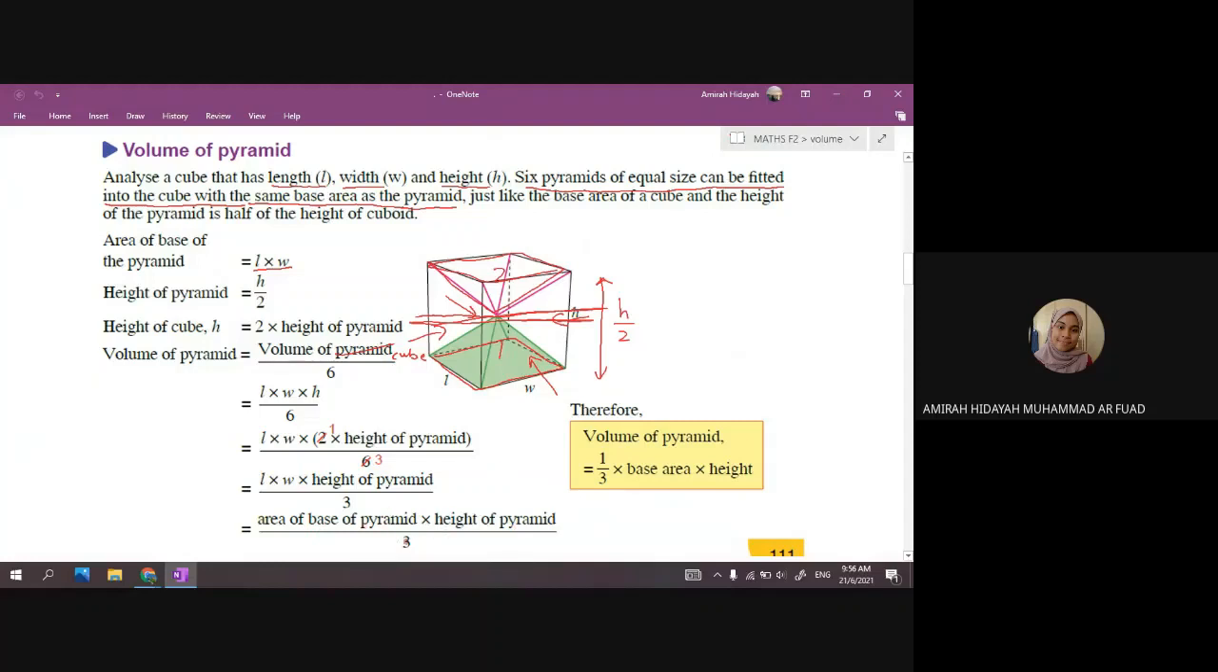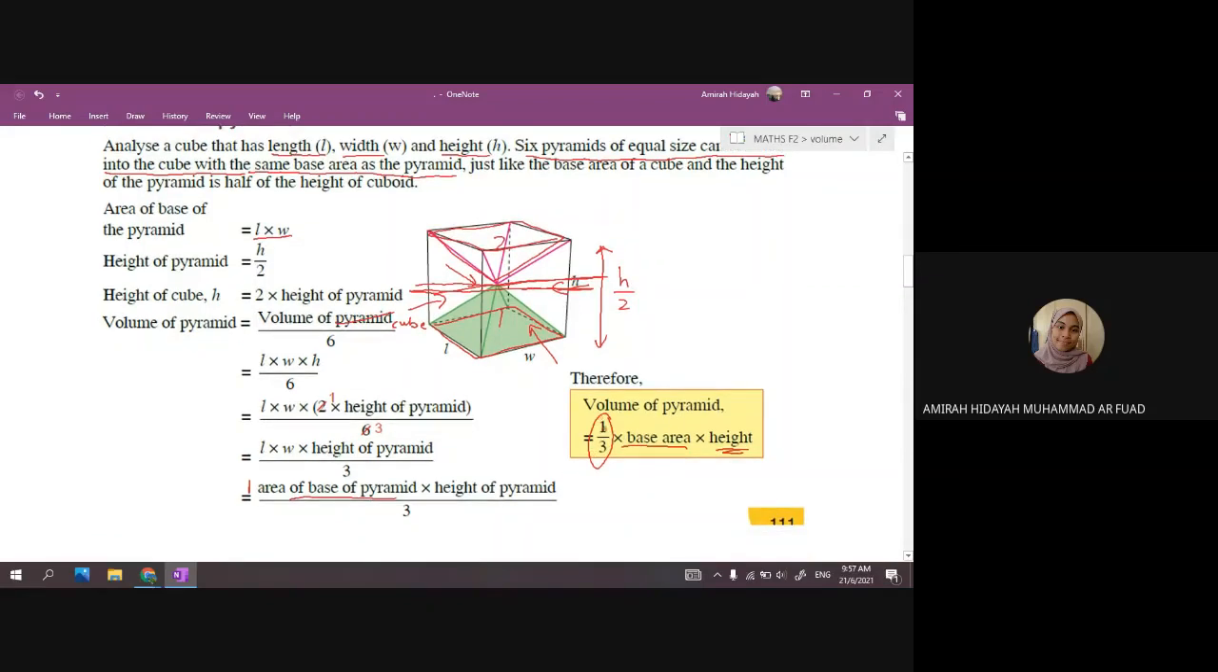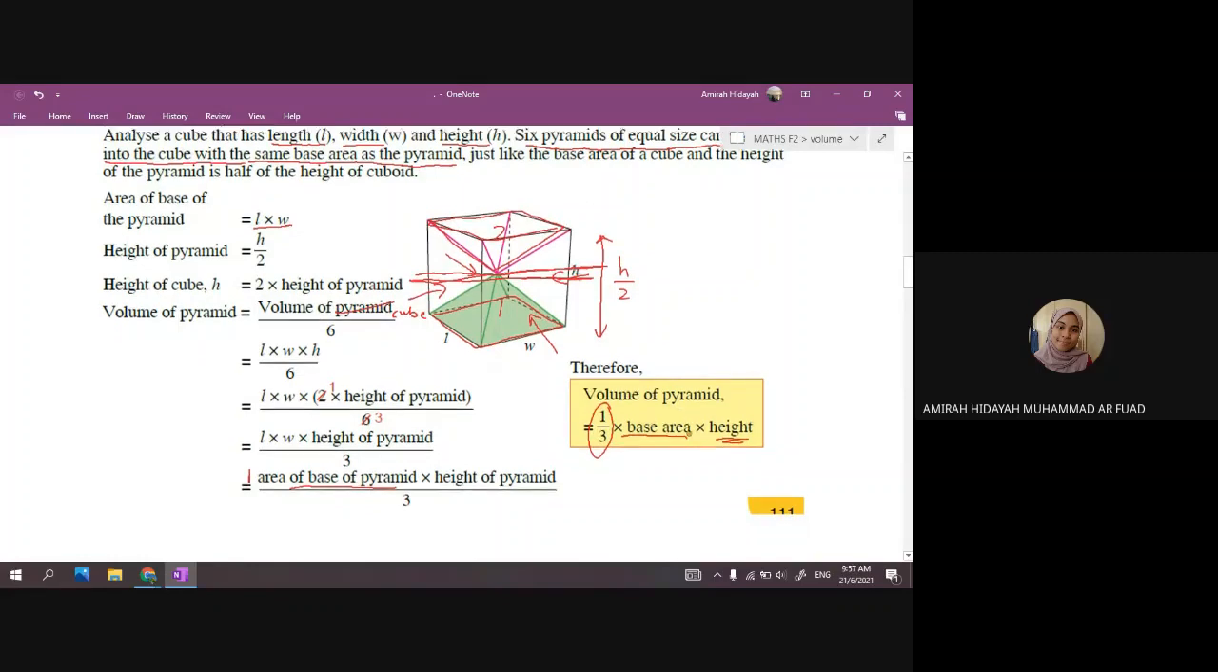Okay, so over 3 ni sebenarnya adalah ada 1 kat depan ni. So that's why 1 over 3 times base area, okay, base area of pyramid, and times height. So this is how you get the formula for the volume of a pyramid. It comes from a cube. Okay, dalam cube ni kita boleh masukkan 6 pyramids of equal size. So from there kita boleh dapat formula untuk volume of pyramid. So remember this volume of a pyramid.